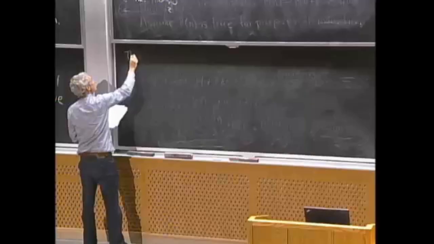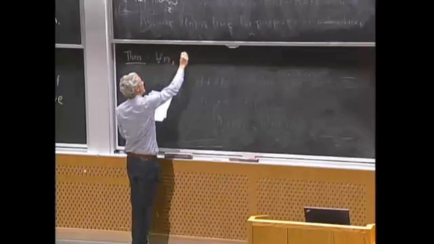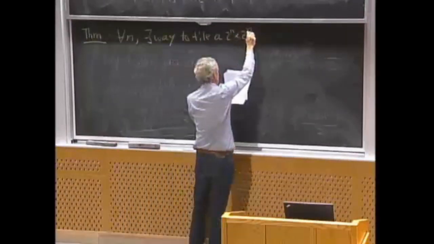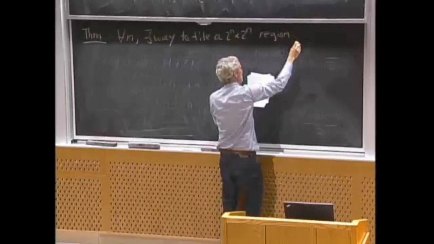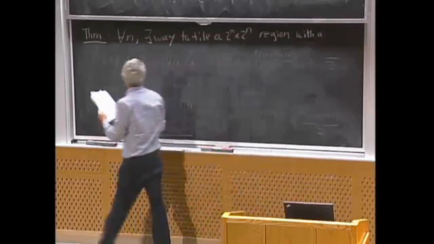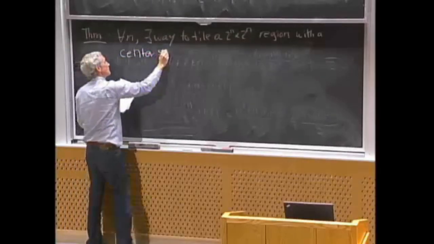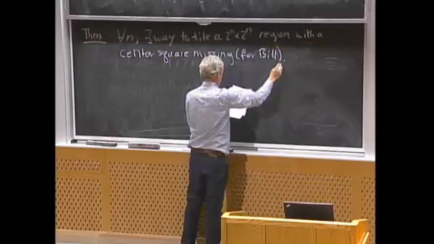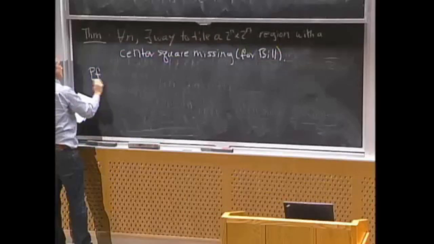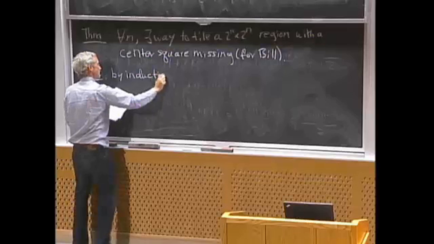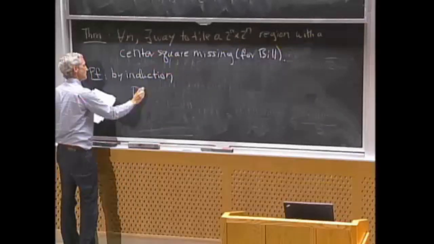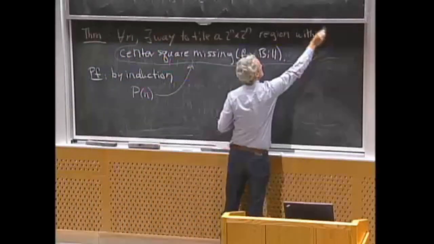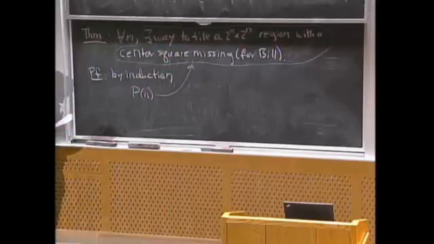All right, so let's state a theorem. For all n, there exists a way to tile a 2 to the n by 2 to the n region, or courtyard, with a center square missing for Bill. And the proof will be by induction. And our induction hypothesis, the predicate Pn, is going to be what we're trying to prove. All right, so this is the induction hypothesis. Almost always when you do induction, you want to start out with that as your hypothesis.